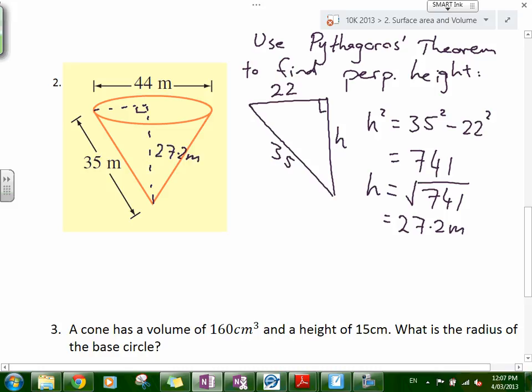Now I've got all that we need to find the volume. So V equals 1/3 times pi times the radius squared. What's the radius? 22. Good. So times 22 squared, and then we times it by the height, which we just found, which is 27.2 meters. Please, could you find that? 1/3 times pi times 22 squared times 27.2.